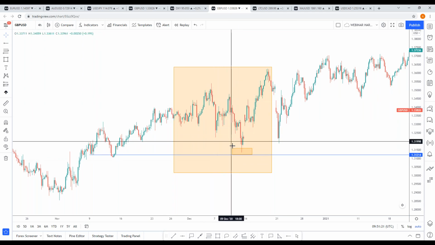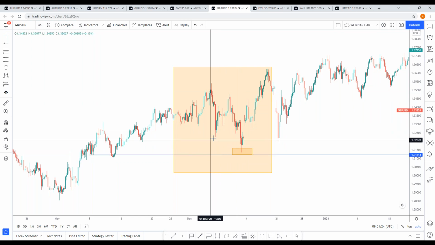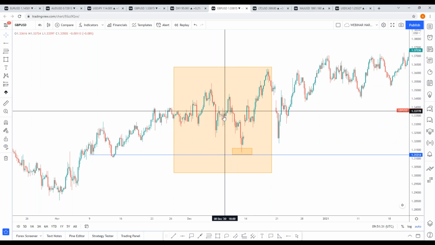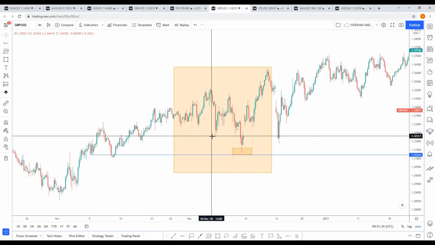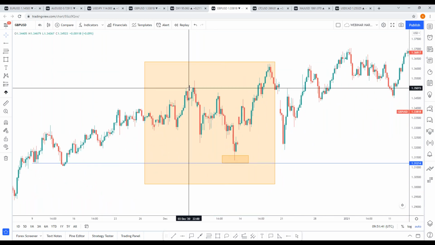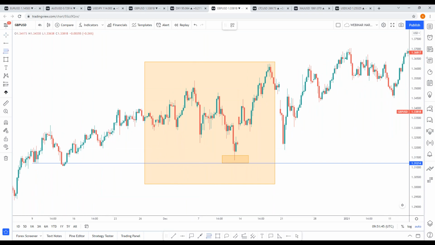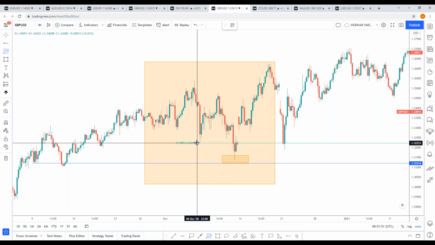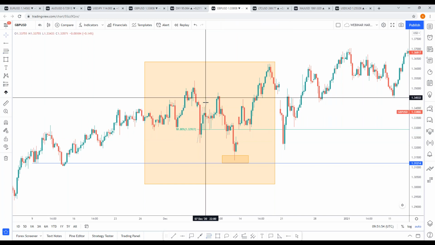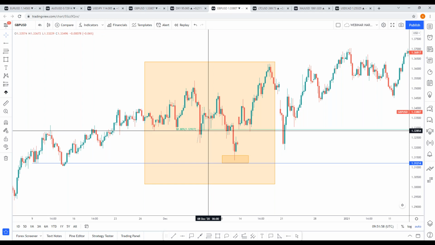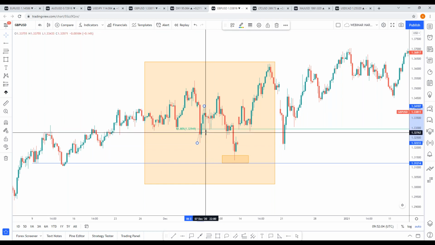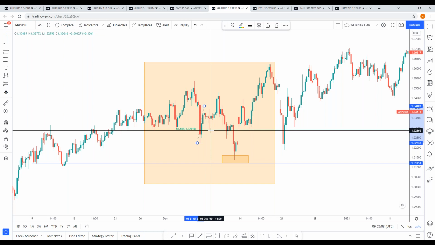So we have the A to B to C to D. Let's remember that. But what was really cool about this: this is the B point, this is the C point. The B to C actually produced a perfect harmonic AB equals CD formation, as measured by, let me zoom in, as defined by Carney's work. Remember, the perfect AB equals CD pattern requires a defined 61.8% Fibonacci retracement from the C point retracement, which is taken from legs A to B. As you can see, we have a defined 61.8% Fibonacci retracement.